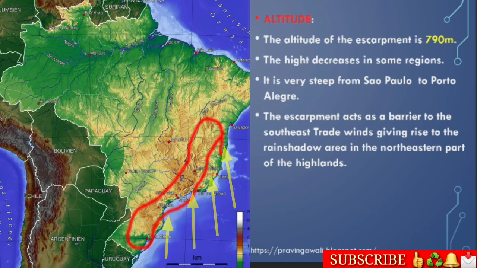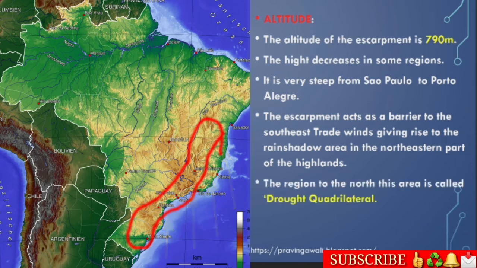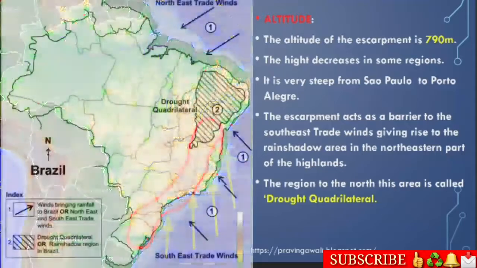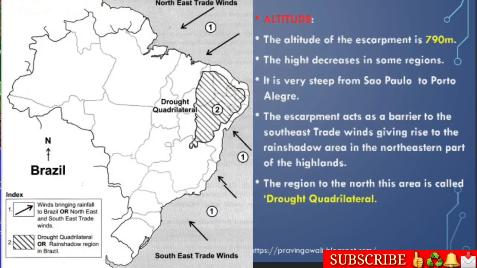Okay students, so why does it give rise to the rain shadow area? Because when the trade winds flow after the escarpment, the rainfall decreases, and because of that it gives rise to the rain shadow area in the northeastern part of the highland.